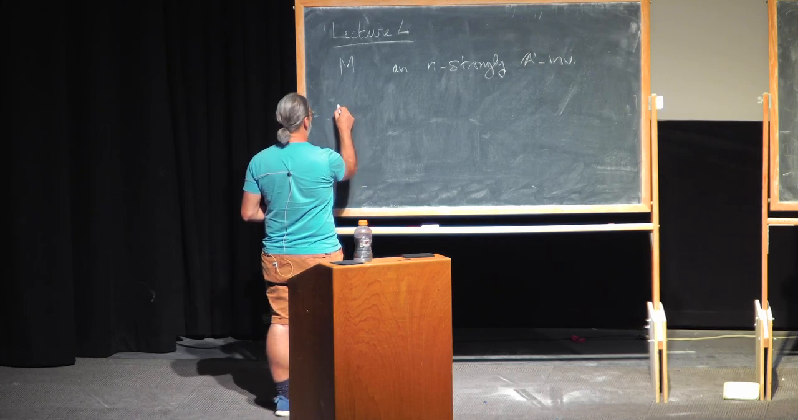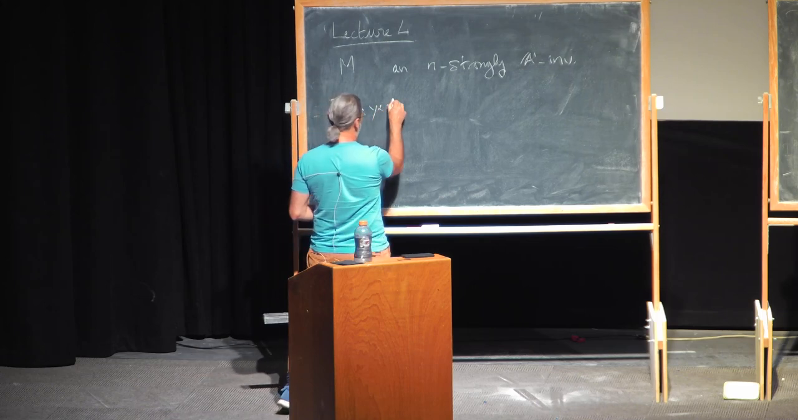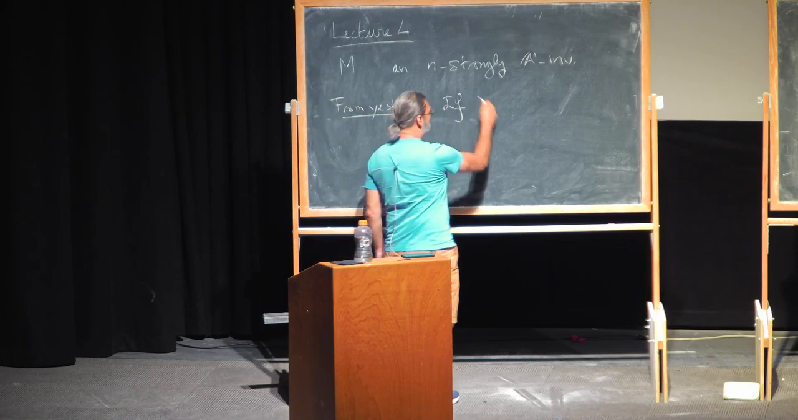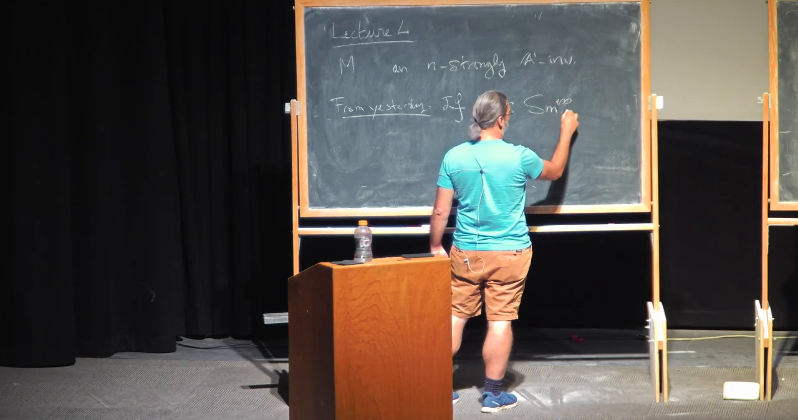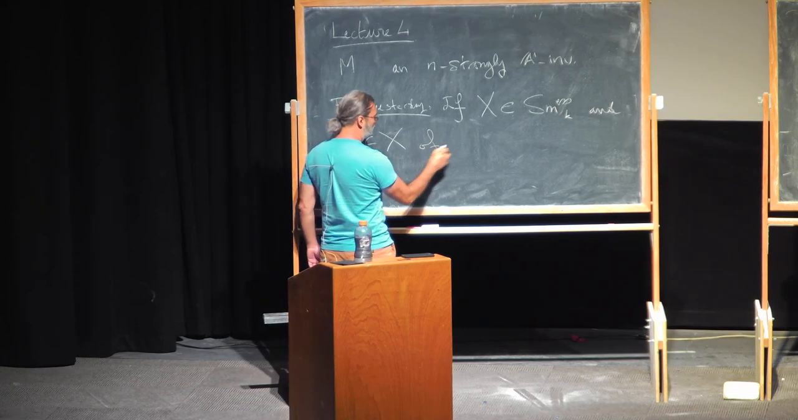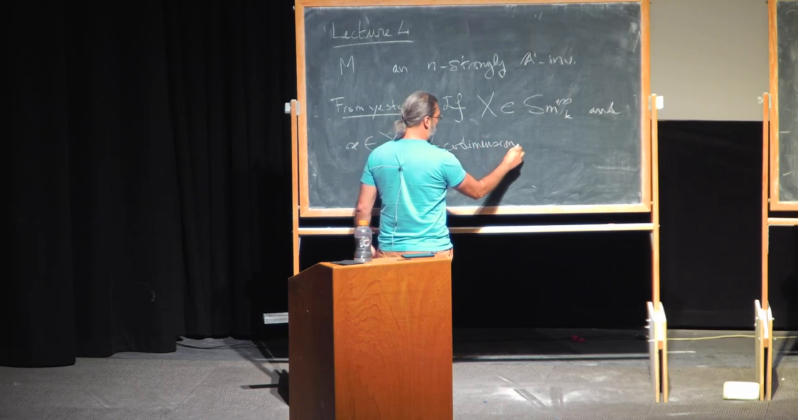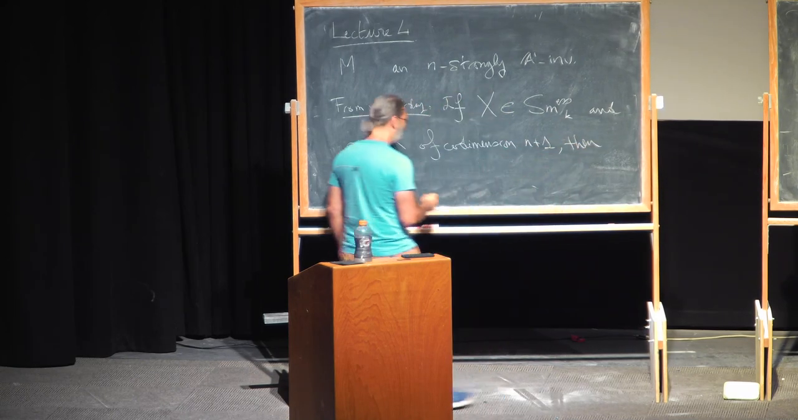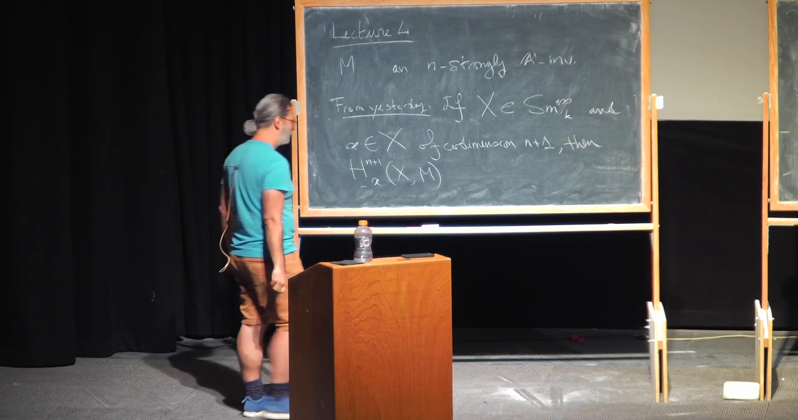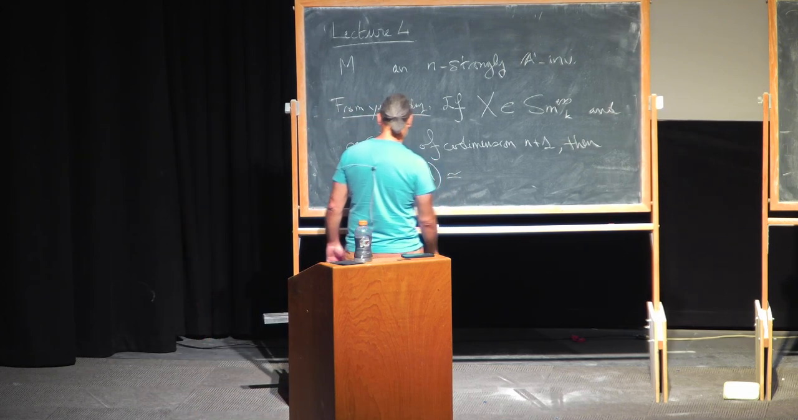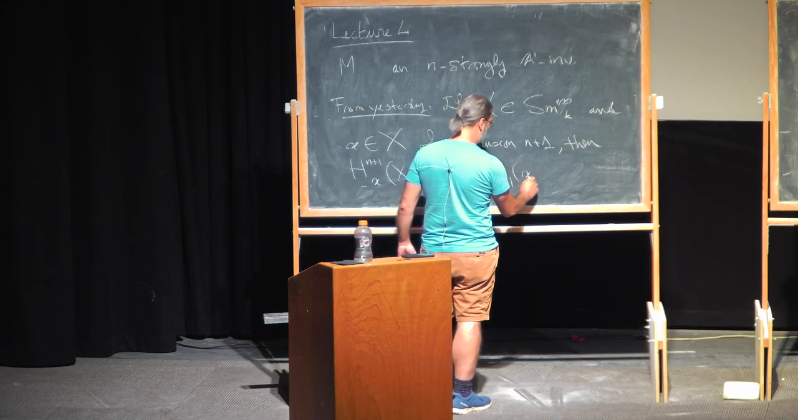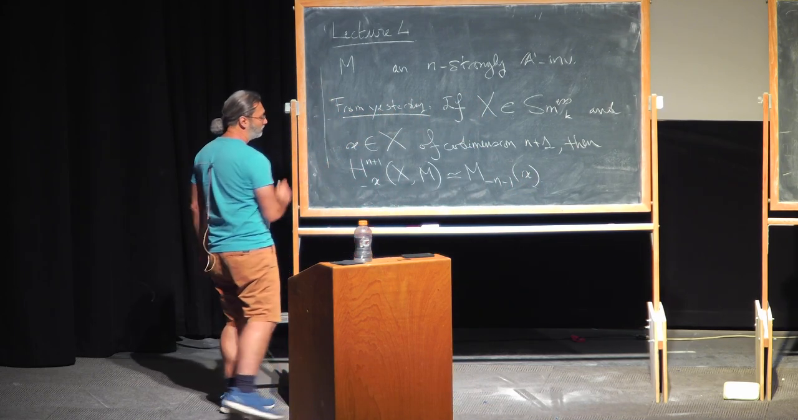So from yesterday, if you have X, which is essentially smooth over K, and small x, a point of codimension n plus 1, then the local cohomology whose value in M at this point is isomorphic to M contracted n plus 1 times, and then you evaluate it at the point. That's the only thing that we will need from yesterday's lecture.